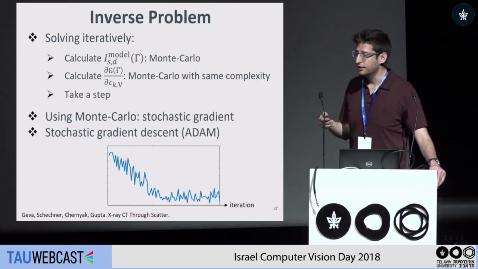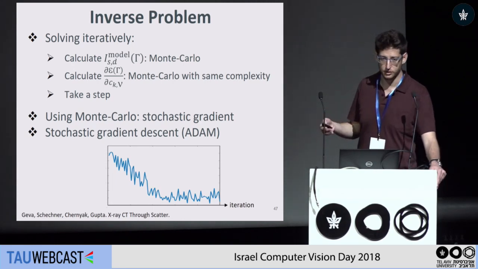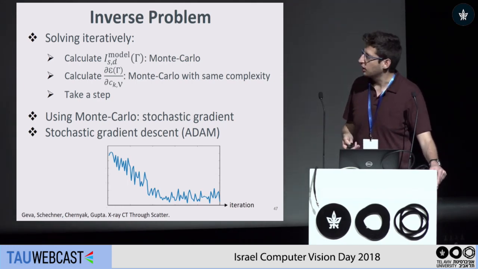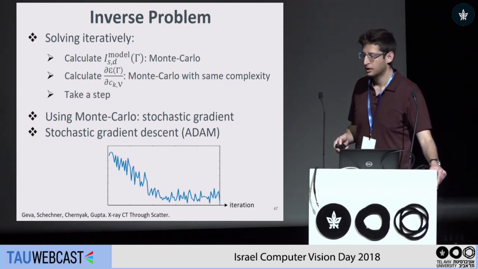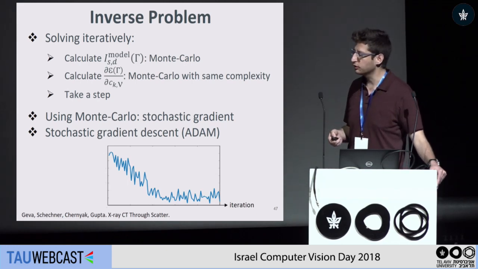So we solve it iteratively, and in each iteration, we calculate first the forward model using Monte Carlo. We then calculate the gradient of the cost, again using Monte Carlo, and consequently we take a step according to the gradient direction. When using Monte Carlo with only a finite number of photons, the results are noisy. We then use stochastic gradient descent for the optimization.